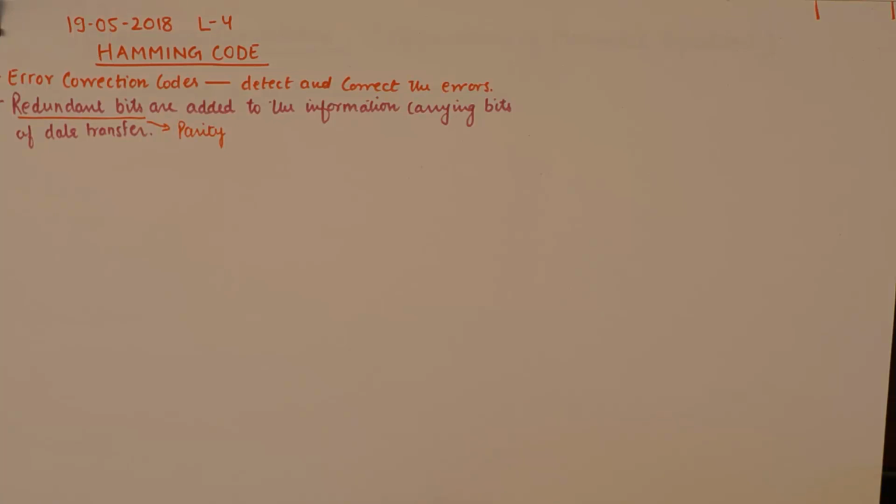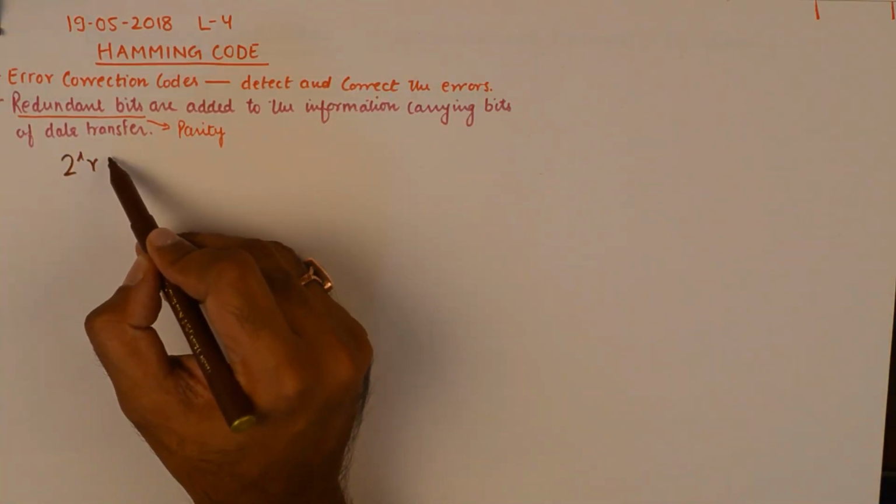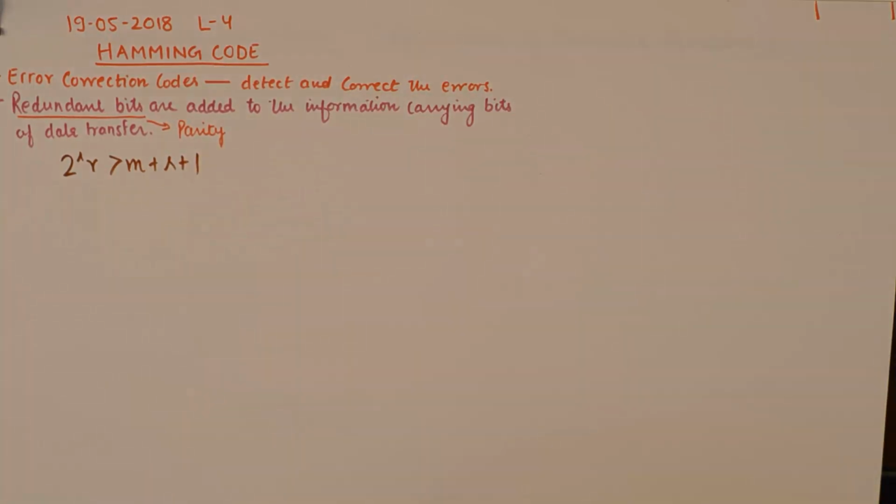There is a formula to find out the redundant bits, which is something like this, where R is redundant bit, M is the data bit. Suppose the number of bits that we wish to transmit are 7, then the number of redundant bits can be calculated using the formula and they come out to be 4.